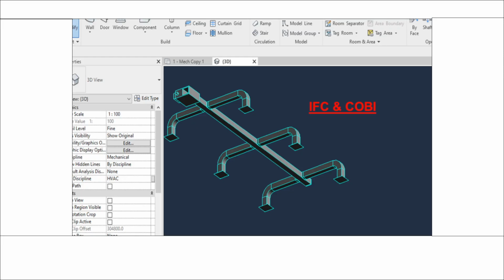So, to summarize, ISO 19650 is the main global standard. BS and PAS 1192 are UK standards. IFC is used for data exchange. COBie is used for asset information. Understanding these standards will help you grow in your BIM career.